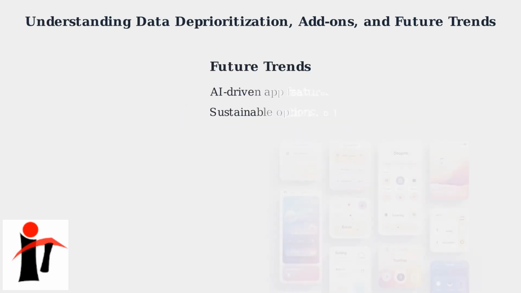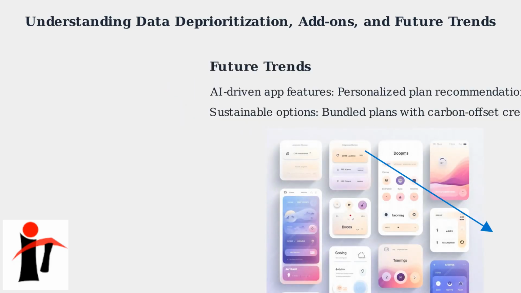Looking ahead, AI-driven features in the Optimum app are becoming popular, offering personalized plan recommendations based on your usage. Keep an eye out for sustainable options, such as bundled plans with carbon offset credits to support environmental efforts. Staying informed about these trends will help you optimize your Optimum Mobile plan.